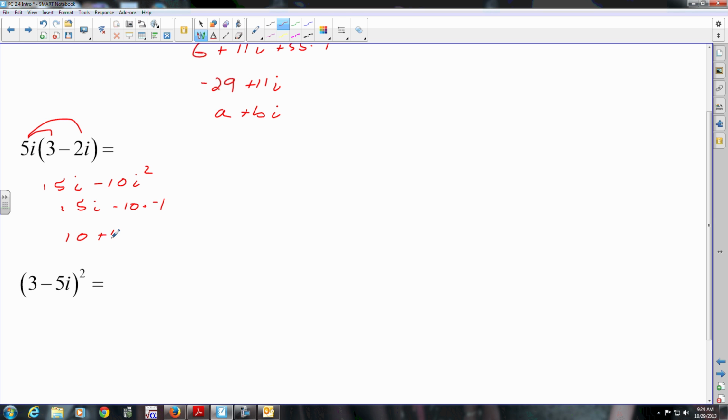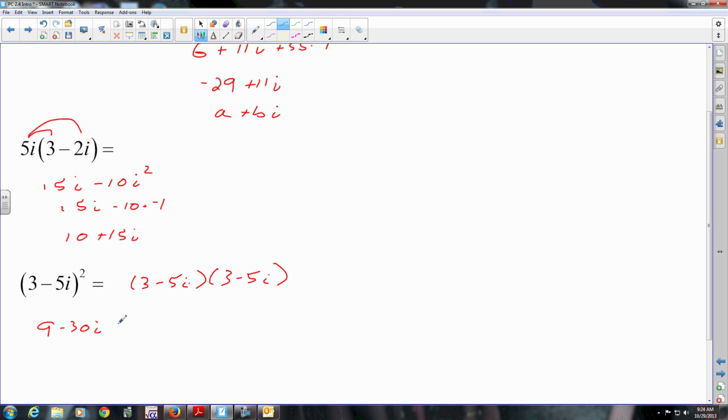So 10 plus 15i. This, remember, you can't distribute over adding and subtracting. So it's 3 minus 5i times 3 minus 5i. And you FOIL it. Or you remember the shortcut. When you have a perfect square, square the first thing. Multiply these together and double it.